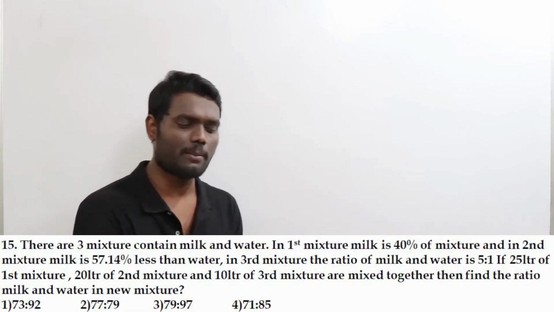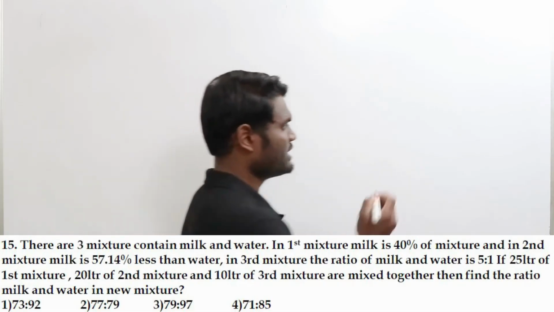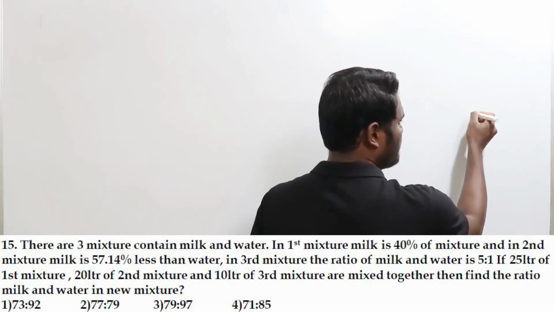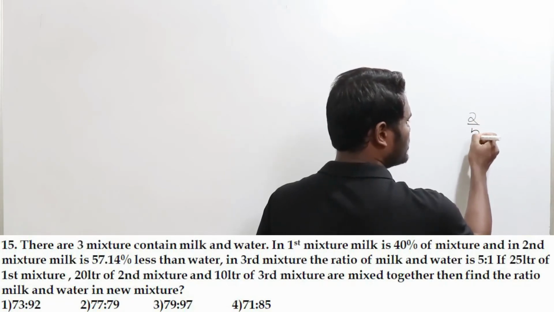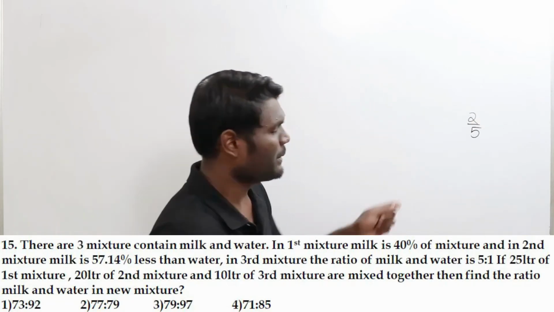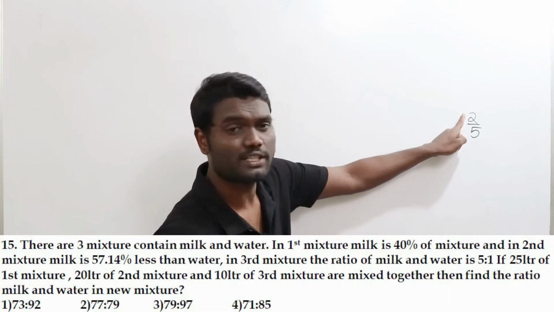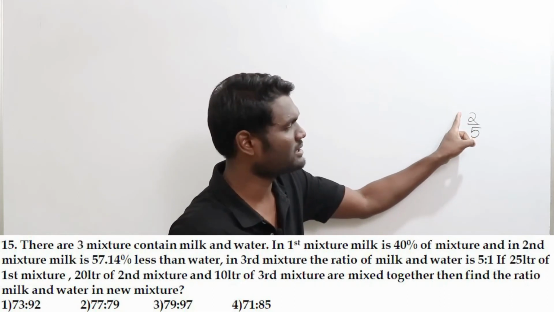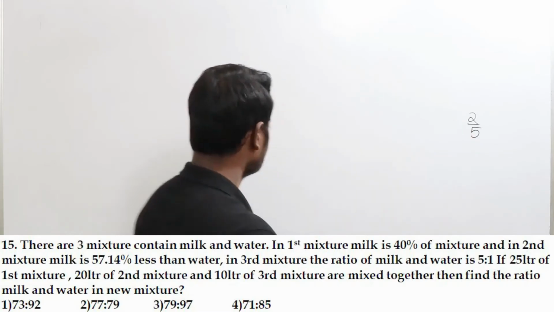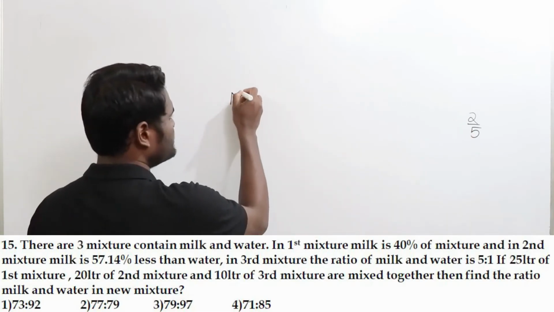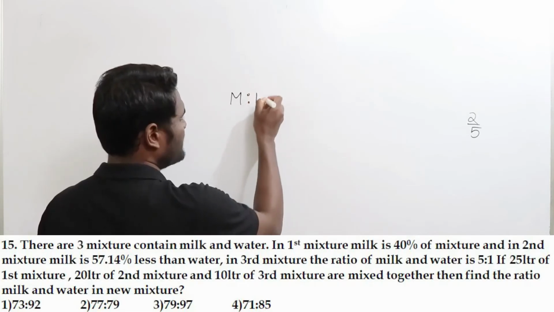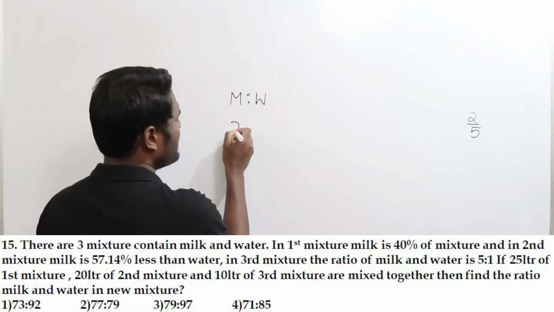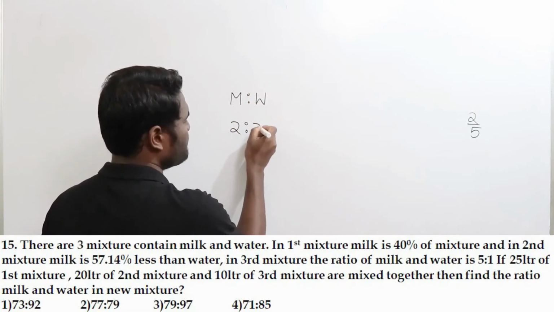So the first mixture contained milk 40%. So it is saying that milk is 40%. We know that 40% is nothing but 2 by 5. It is saying that milk is 40%, which means milk is 2 parts out of 5 parts. If milk is 2 parts, then the remaining 3 parts should be water. So in the first mixture, the milk to water ratio is nothing but 2:3.